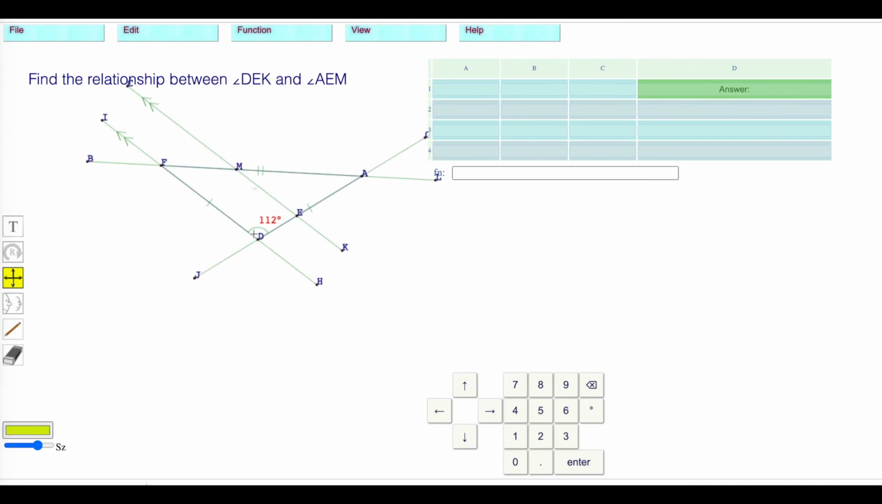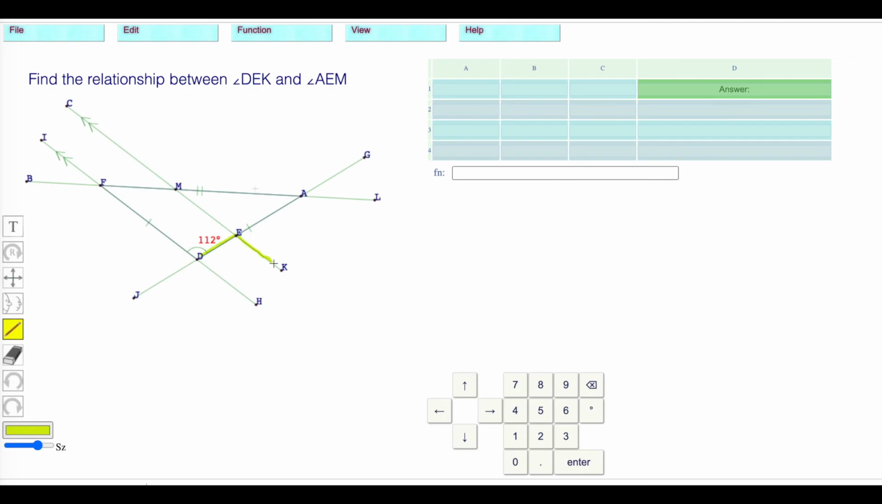D to E to K, A to E to M. You can see the X pattern. Whenever you have an X pattern, this angle and this angle are going to be identical. They're called vertically opposite.